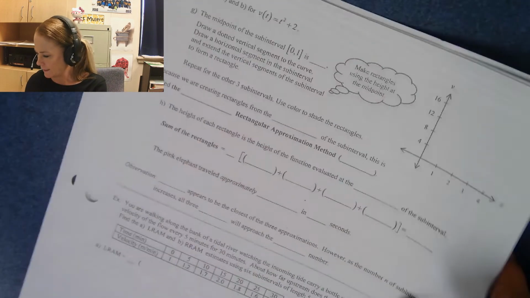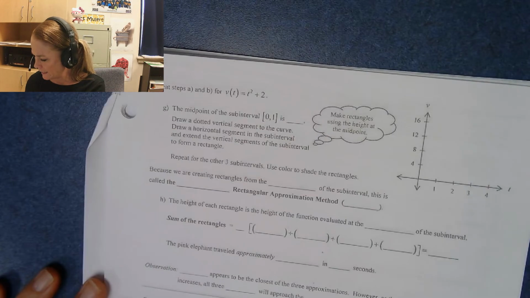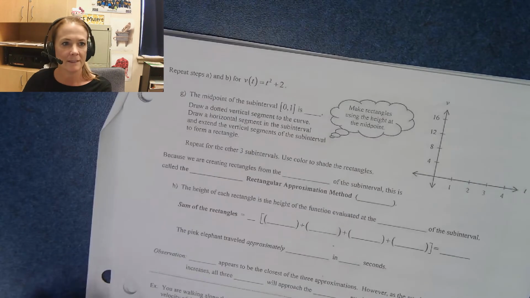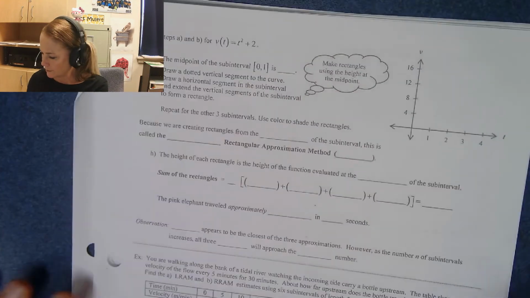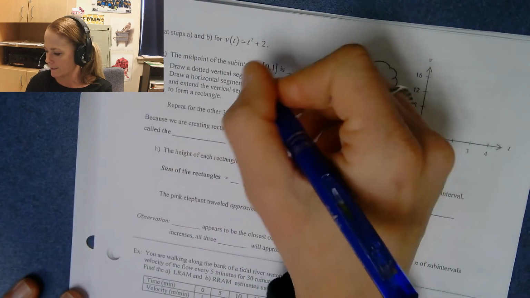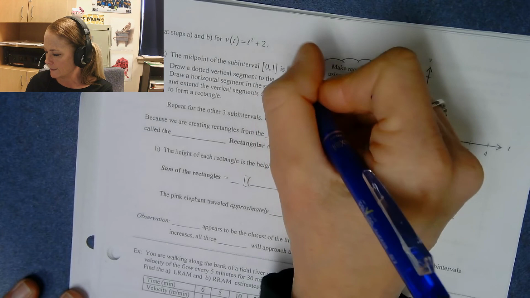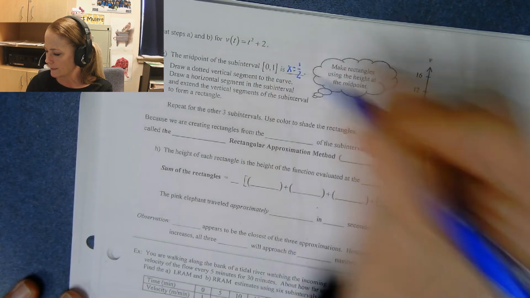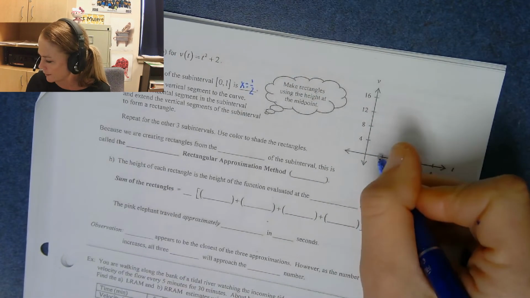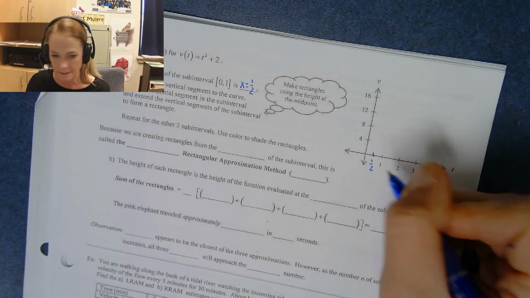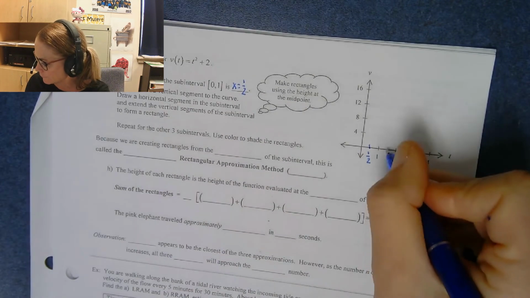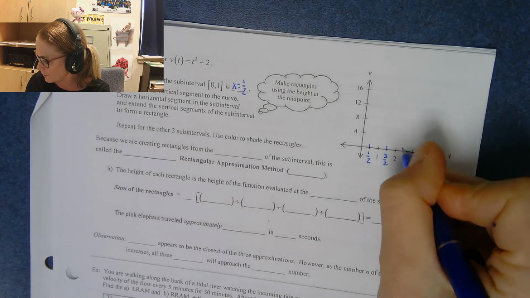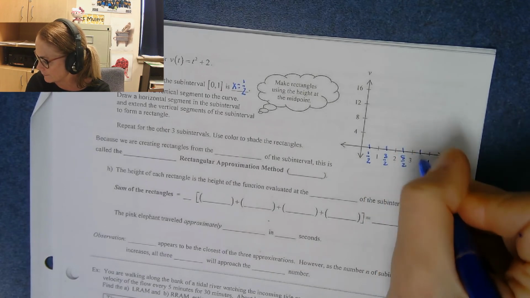Okay, so the next method is going to be a midpoint approximation. Okay, so this is the next 2 pages here, midpoint approximation. So the midpoint here of this subinterval from 0 to 1 is x at 1/2. So this time, instead of drawing rectangles from the left or from the right, I'm going to draw them from the midpoints. So 3 over 2, 5 over 2, and 7 over 2.